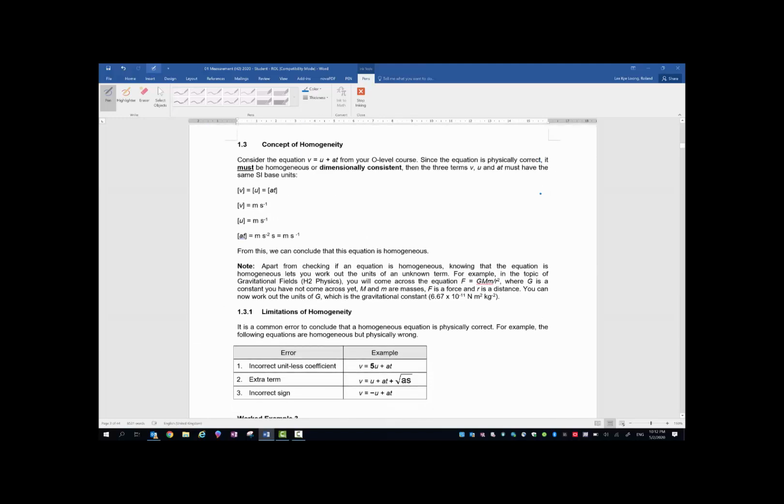Okay, so next thing we're talking about is the concept of homogeneity, which means whether the equation is homogeneous. The equation being homogeneous means that it is dimensionally consistent. Dimensionally consistent means the units have to be correct. For example, look at this equation: v equals u plus at. You know this equation from your secondary school days, under the second chapter of kinematics. You've learned this before. Of course, this equation has to be correct.